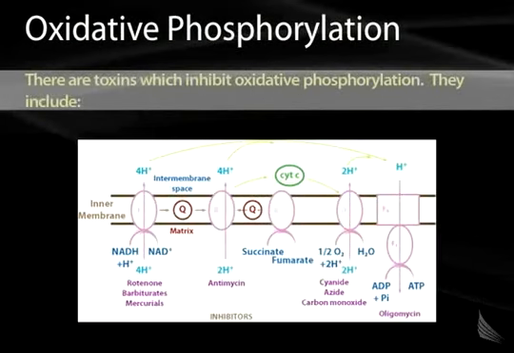Now, there are some important toxins which inhibit oxidative phosphorylation, and these include things like rotenone, barbiturates, and mercurials, mercury compounds, which inhibit complex 1, antimycin, which inhibits complex 2, and then cyanide and azides and carbon monoxide, which inhibit complex 4. There's also a substance called oligomycin, which can inhibit the ATP synthase. They like to test these things on the USMLE, and so it's important that you remember which of these toxins are associated with which of the complexes in the electron transport chain.